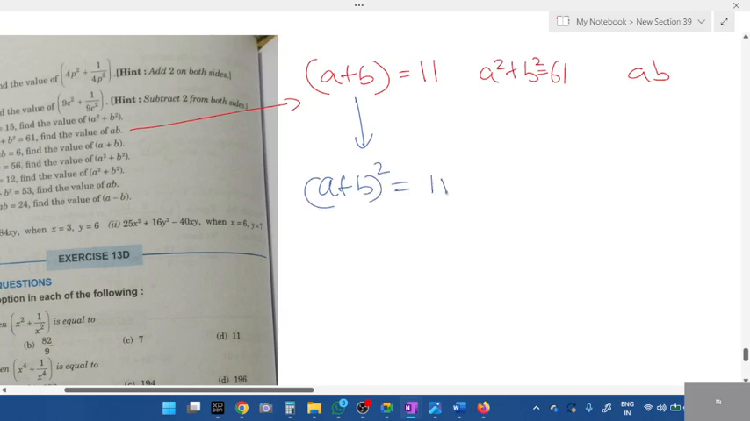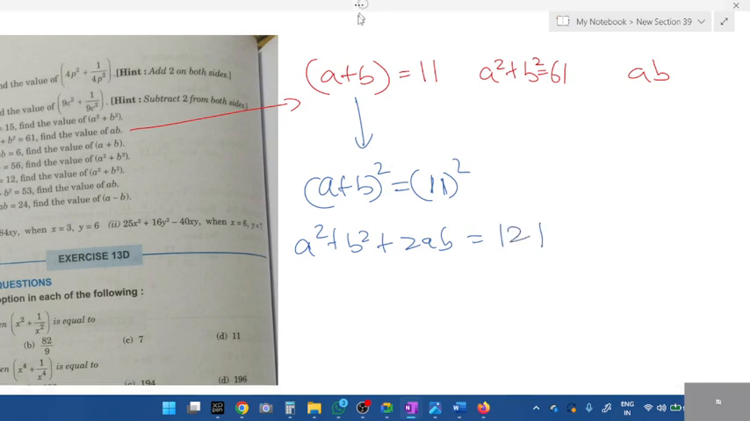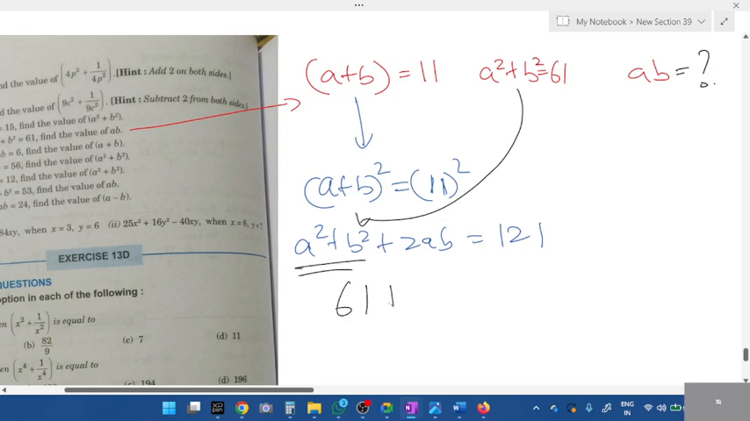Tell me, how do you solve this, students? I want all of you to unmute and respond. What is a plus b the whole square? A square plus b square plus 2ab. What is 11 square? 121. In this, what are the values given to us? What value is given? And what do we need to find? A square plus b square is given. In place of a square plus b square, what do I have to substitute? 61 plus 2 into AB as it is. That is what we need to find, equal to 121.